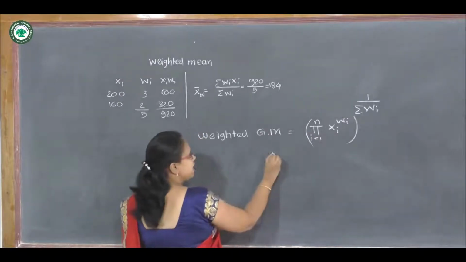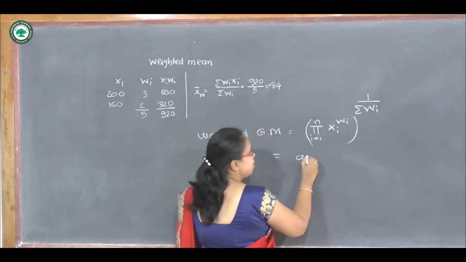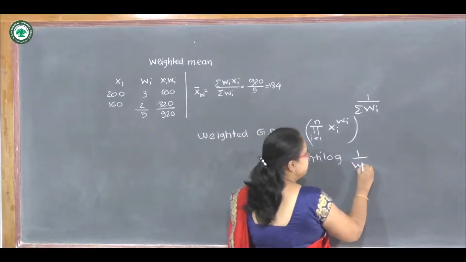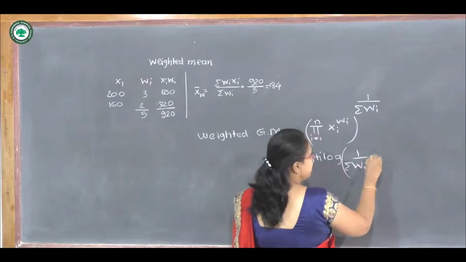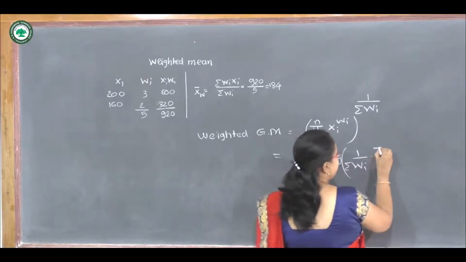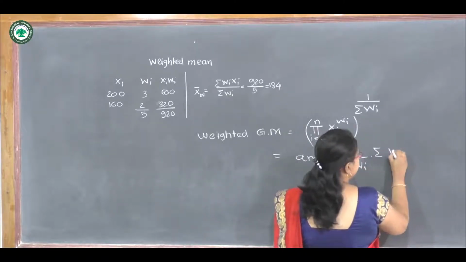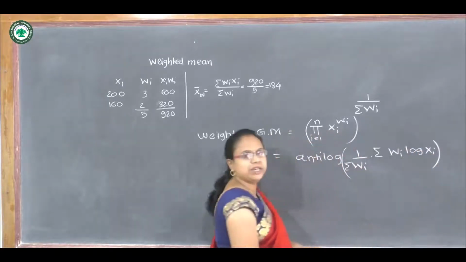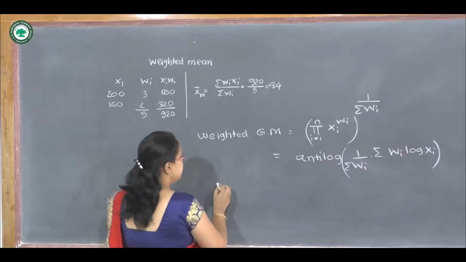Similarly, we can write this formula in the form of antilog of 1 upon summation of wi, into summation of wi into log of xi. So in this way we can calculate weighted GM.